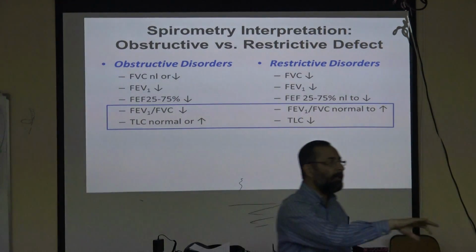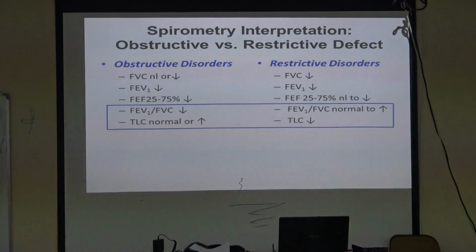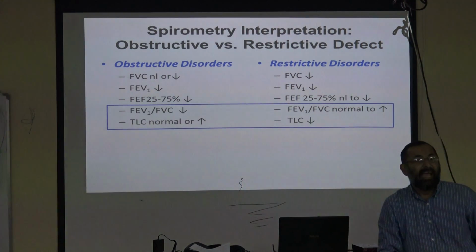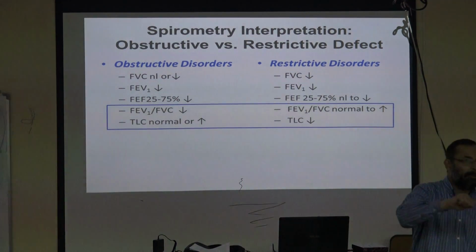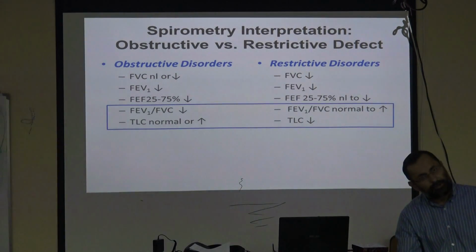Okay? So in the beginning, now you can say that FVC may be normal in the beginning of your obstructive disease. And later, it can become decreased. Your FEV1 decreases, okay, from the beginning. Okay? And what will happen in the advanced disease? Your FEV1 upon FVC ratio will show a decrease.